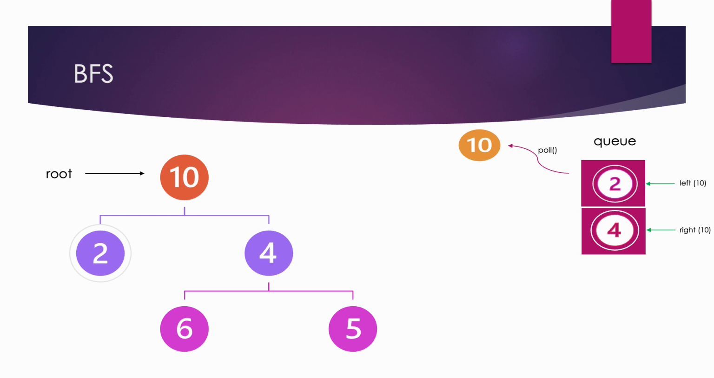In our first iteration, we've polled 10, and when we poll 10 we are going to check if it has a left child. If yes, we are going to add it, so we've added that here, and we'll check if it has a right child. That is also true, so we have added its right child here, and we can print 10 here or whatever we want to do. So we have basically traversed 10.